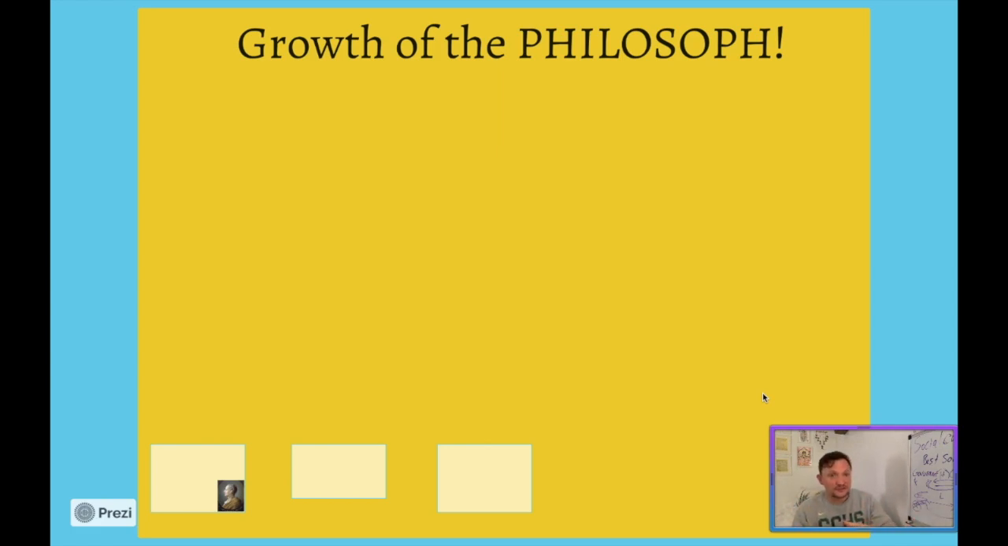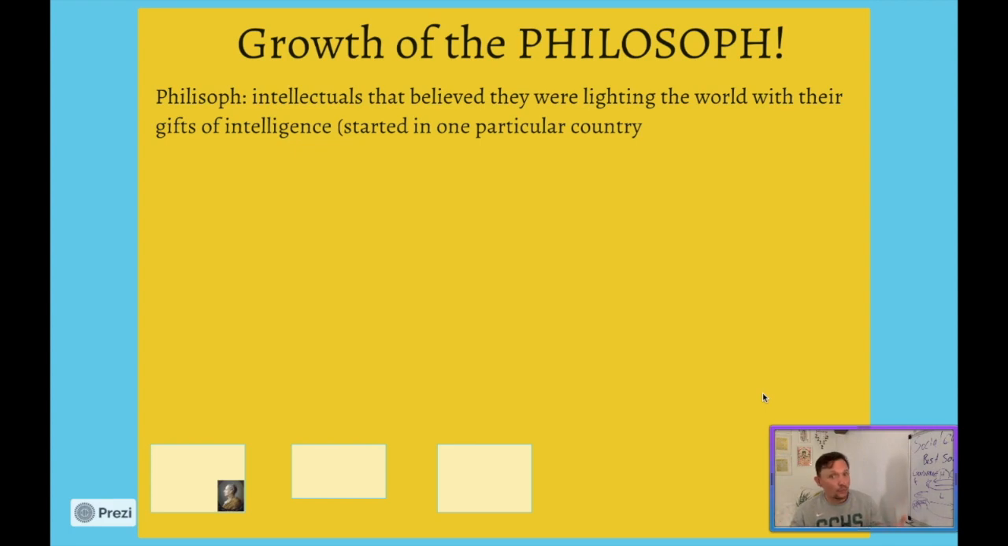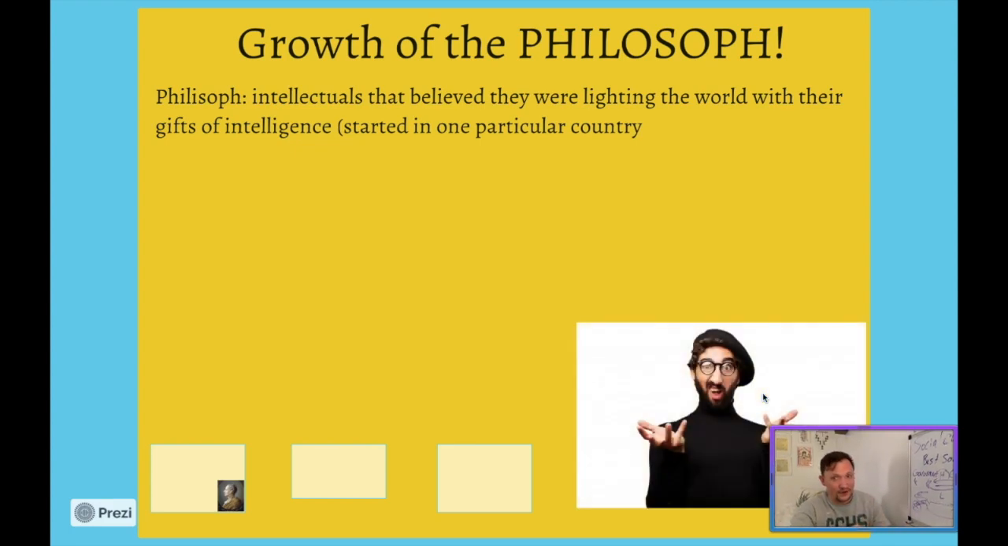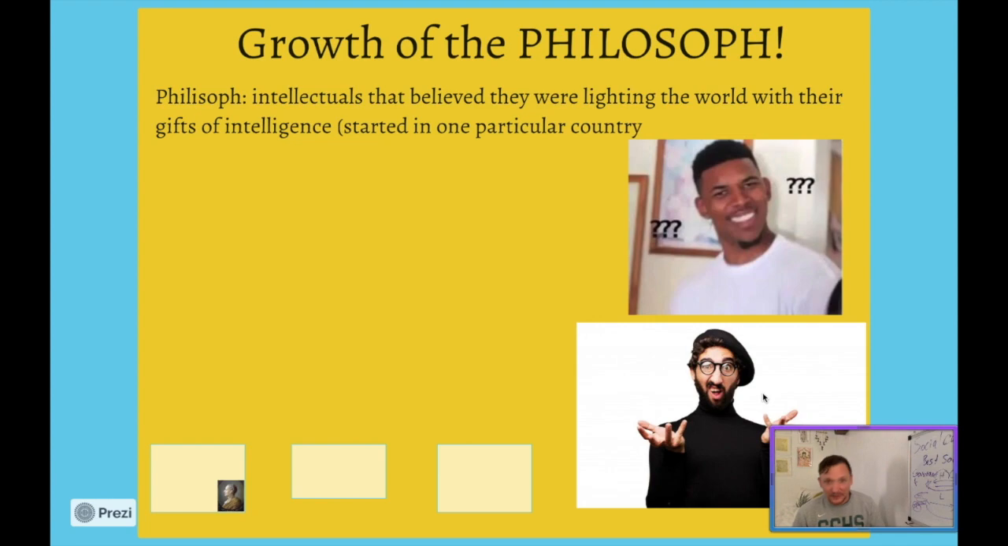Now, the thing that you need to understand, though, is the philosophe idea is like a construct that actually grew in one specific country, and none other than, what country do you think it was? France. Yeah, France is going to be the place where it really blows up. A philosophe is an intellectual that believed that they were lighting the world with the gifts of intelligence, right? Like that humanistic perspective. Like they were paving the way for human intelligence and making everything in the world a little bit of a better place.